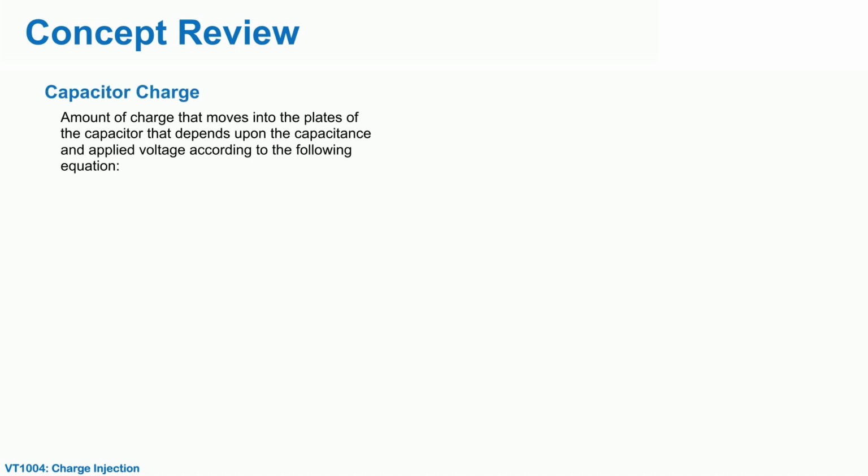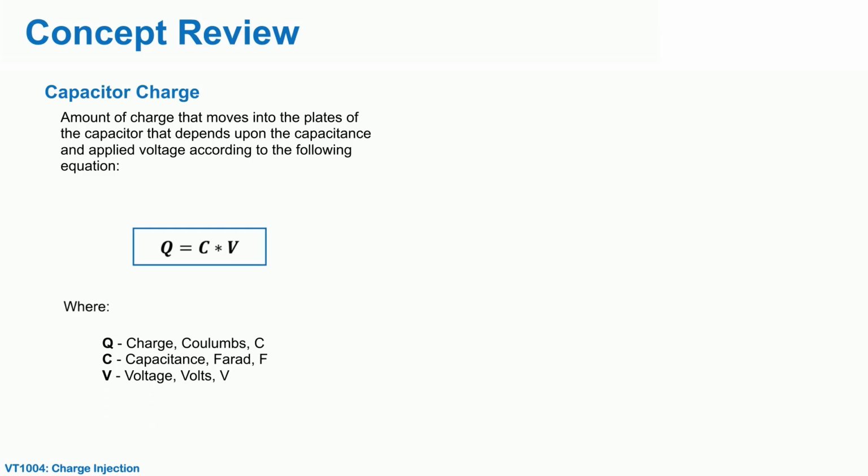Capacitor charge is the amount of charge that moves into the plates of the capacitor and depends on the capacitance and applied voltage as shown in this equation, where Q is the charge in coulombs, C is the capacitance in farads, and V is the voltage in volts.